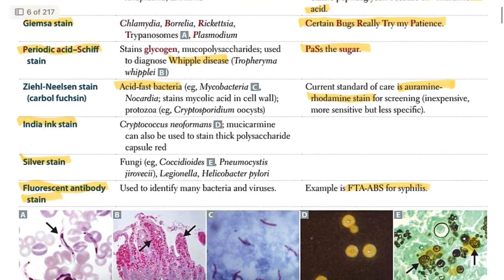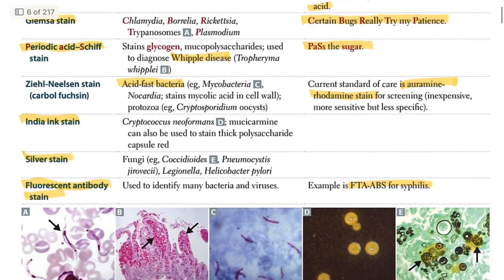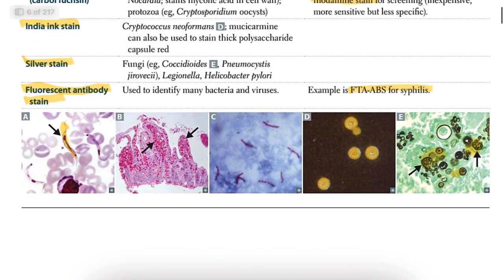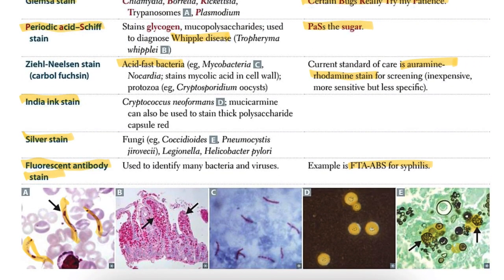If you are seeing here in Giemsa stain, you can see some purple-colored microorganisms. So based on this we can easily find out that organism. So next one, the periodic acid-Schiff stain. If you are doing this, here we can find some structures. Based on the structures we can easily differentiate the condition, like in Whipple disease.